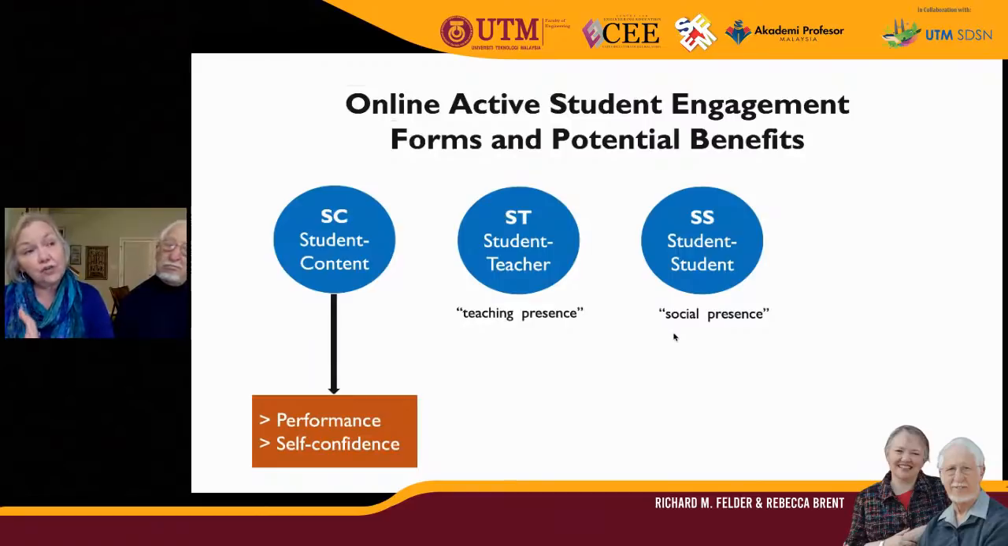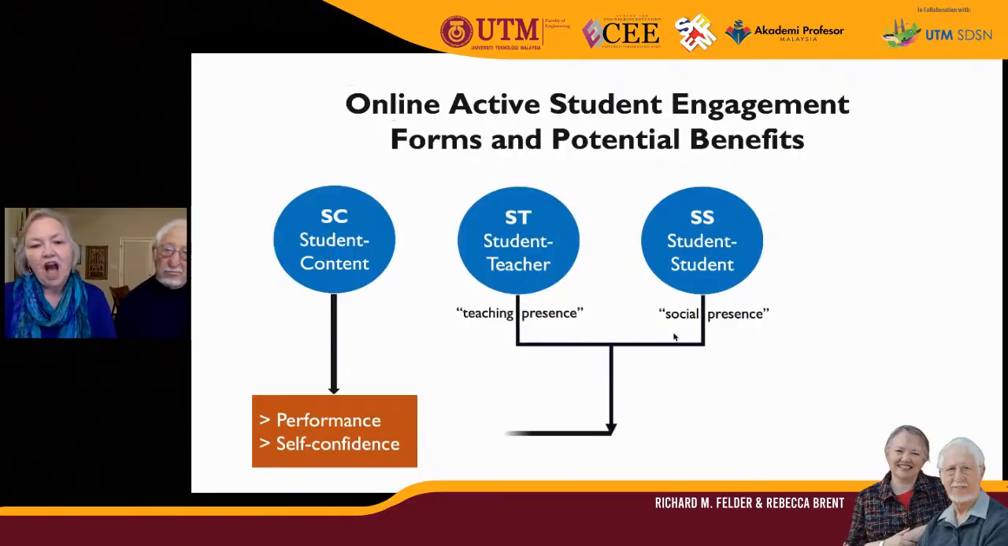Then the student-student interactions are those when they're working together, and many times that's active engagement that we've been talking about, that creates a social presence. So when students are working online, they can sometimes feel like they're very much alone out there. And when they work with others, they begin to feel connected. Both of those things go into improving performance and into improving self-confidence because they're not by themselves.